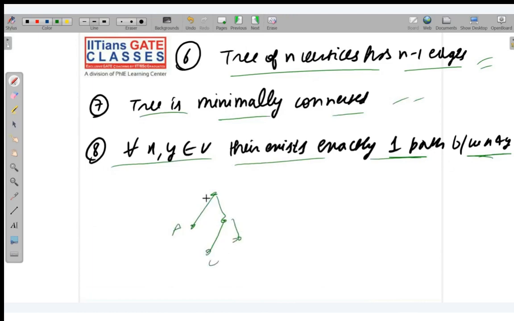So for example, from A to C, there is only one path, exactly one path. Two paths means there is a cycle. If we have two paths, that means there is a cycle. For example, like this: from A to C we have a path, or from A to C we have another path like this. So that means we have a cycle. Since there is no cycle, there is exactly one path between every pair of vertices.